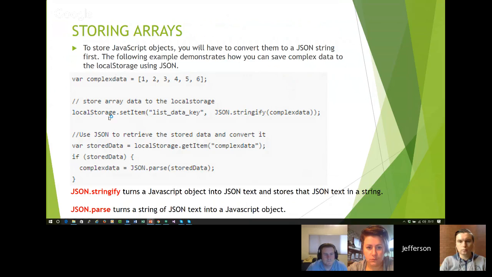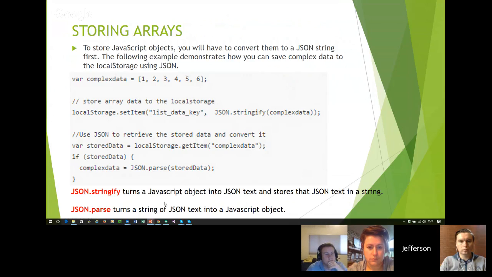Here we have a local storage. We see here the list data key. It's my item. And here we need to use JSON stringify on the array created here. In the other part, we are creating a variable called store data, where we get the complex data that JSON converted for us. And if store data exists, so we have complex data. It's my array.